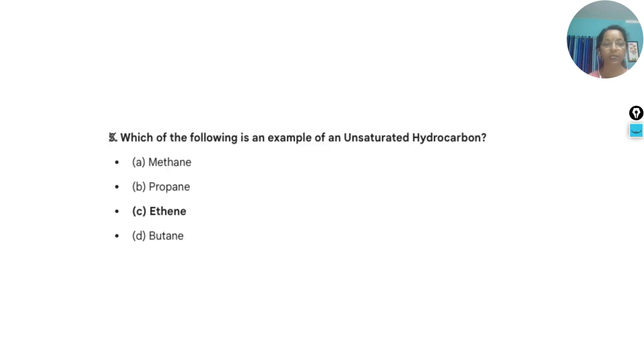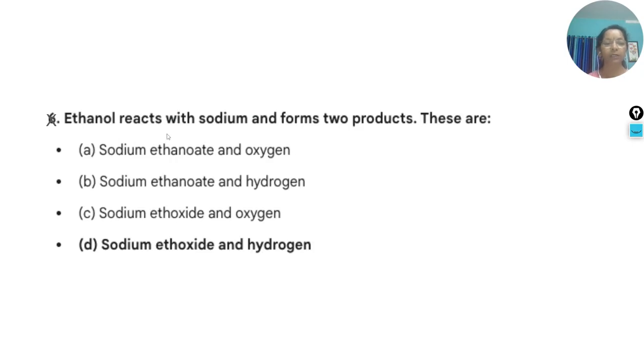Okay. Then which of the following is an example of unsaturated? Unsaturated should be, in this it is only ethene, ending in ENE. ENE or YNE is unsaturated, we know. Then ethanol reacts with sodium and forms two products. It should be sodium ethoxide and hydrogen gas. Sodium ethoxide and hydrogen gas, option D is the correct answer.